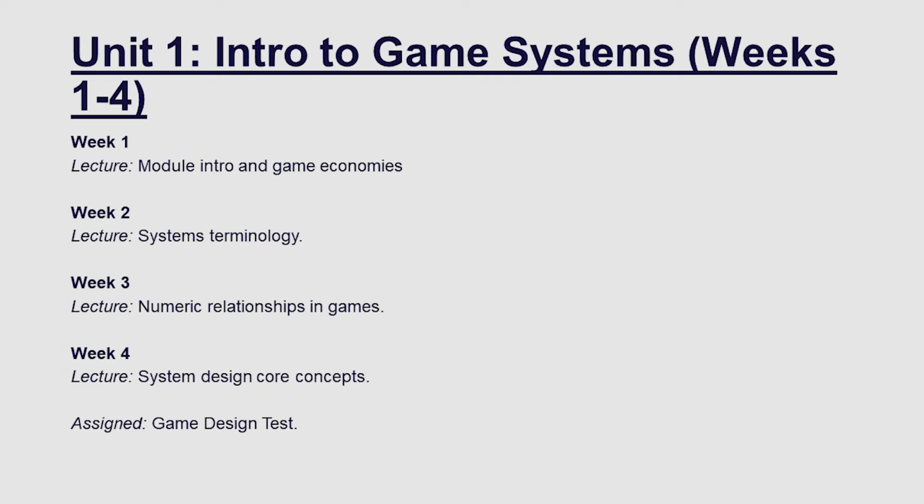Week 2, we're going to look at systems terminology, all the different language we use around systems and how we describe it. We're probably going to jump into either Excel or Machinations that week. We'll see how we're getting on for time as to which topic we jump into. Week 3, we're going to look at numeric relationships in games, how different numbers interact with one another and some of the maths behind game systems. And week 4, we're going to focus on the core concepts. What are the elements that we're going to be using going forward to help us design systems?